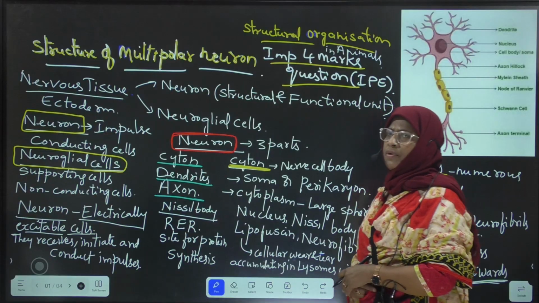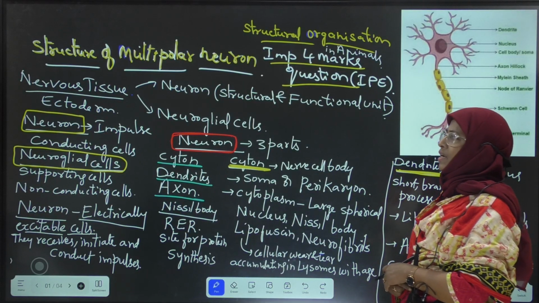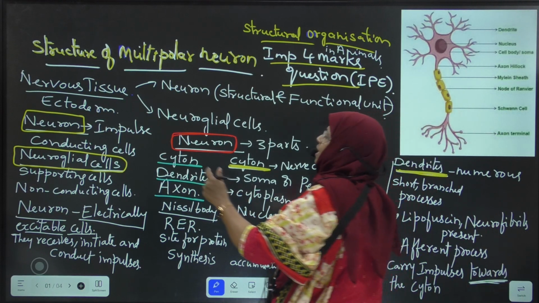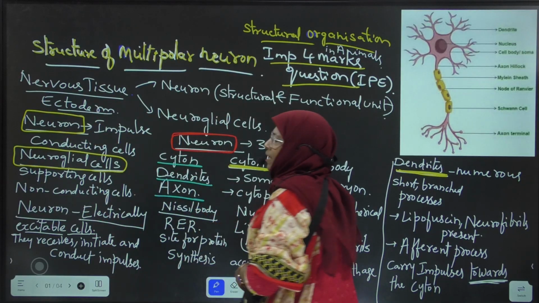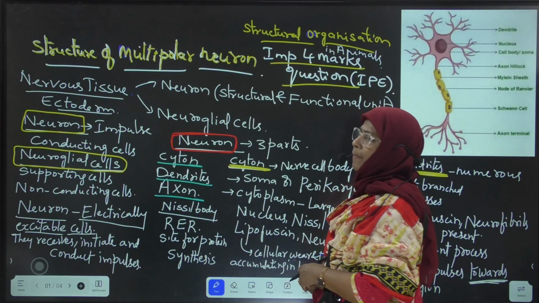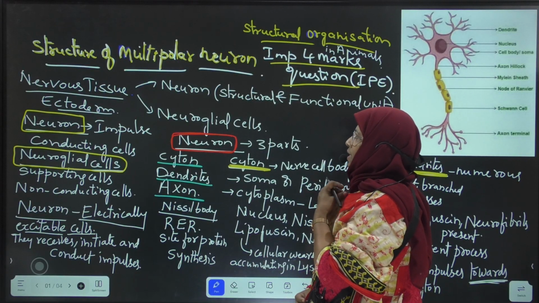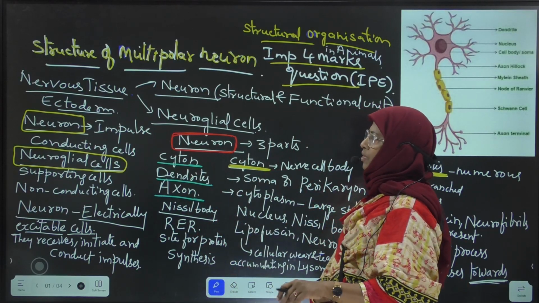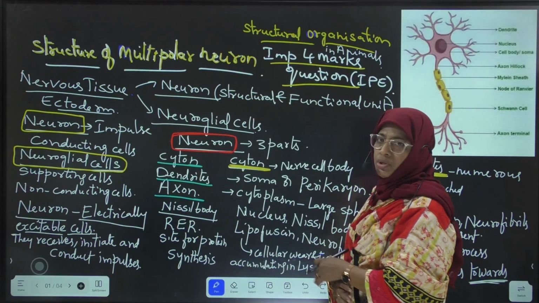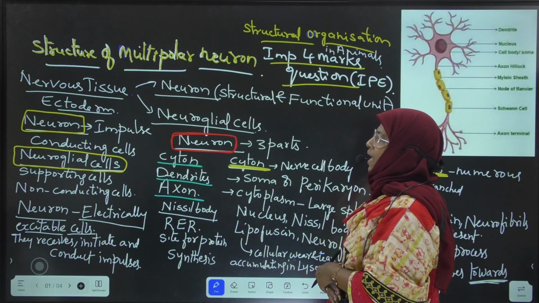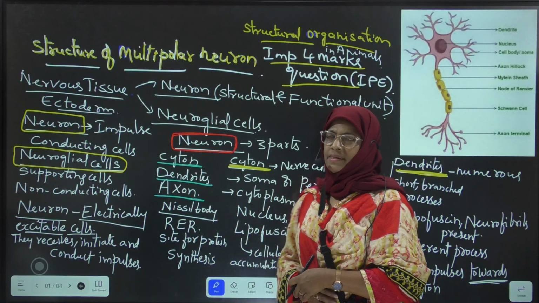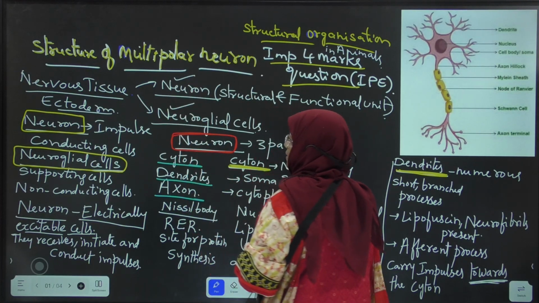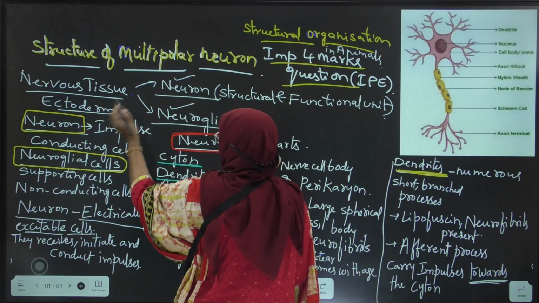Before that, I will give you some introduction, that is, what is nervous tissue. Nervous tissue is ectodermal in origin, and it is made up of two types of cells: neurons and neuroglial cells.